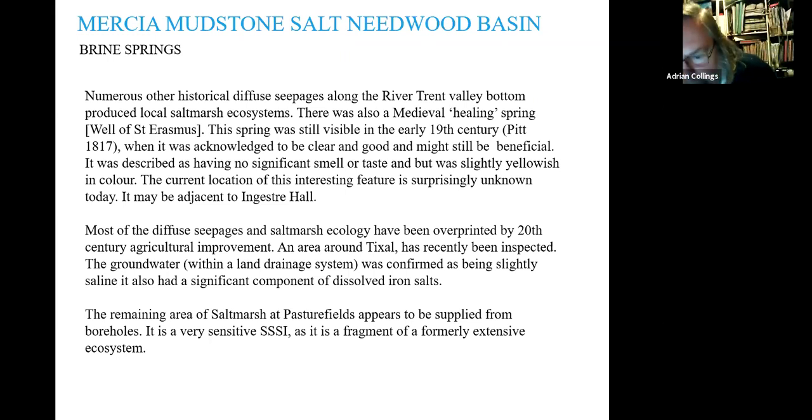Most of the diffuse seepages in salt marsh ecology have been overprinted by 20th century agricultural improvement. An area around Tixall has recently been inspected. The groundwater within the land drainage system was confirmed as being slightly saline. It also had a significant component of iron salts. The remaining area of salt marsh at pasture fields appears to be supplied from boreholes. It is a very sensitive SSSI, as it is a fragment of a formerly extensive ecosystem.